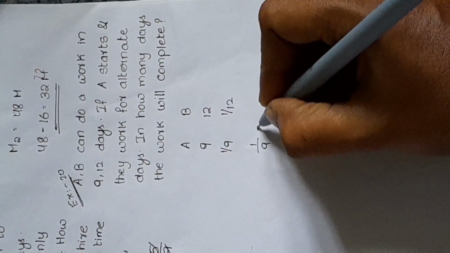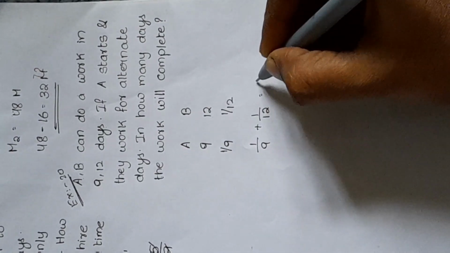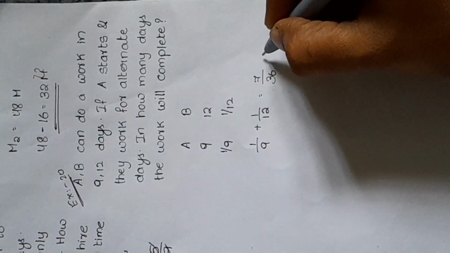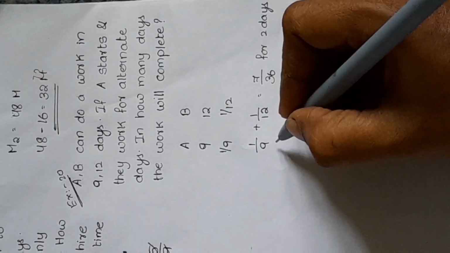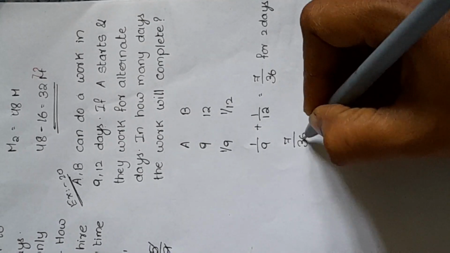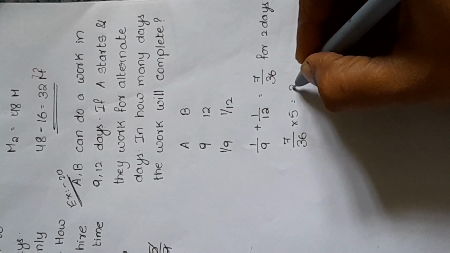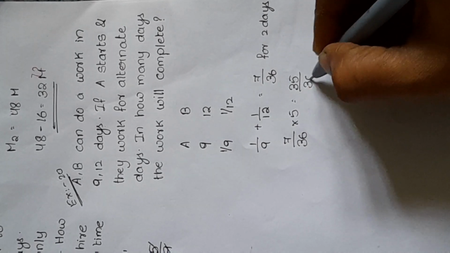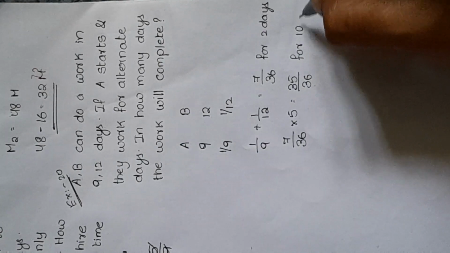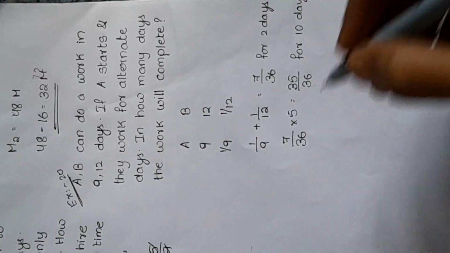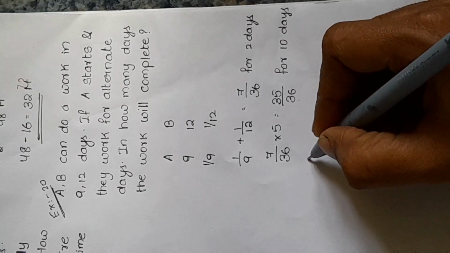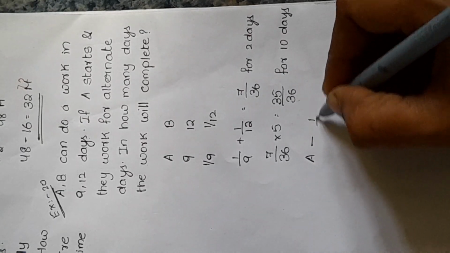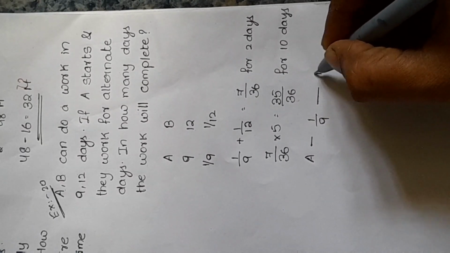So 1 by 9 plus 1 by 12 is equal to 7 by 36, the work completed in 2 days. Now 7 by 36 into 5, which is equal to 35 by 36 for 10 days. As A and B work on alternate days, now it is A's turn to do the work. So 1 by 9 work is completed in 1 day.